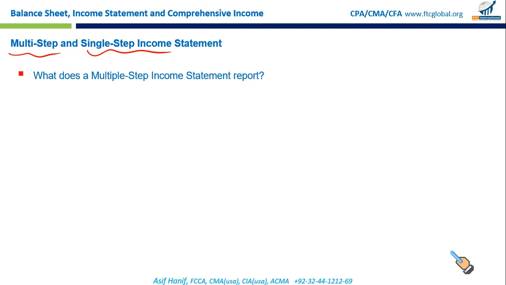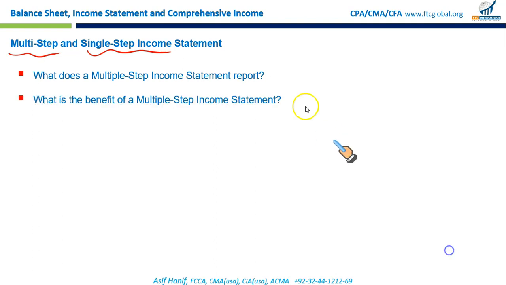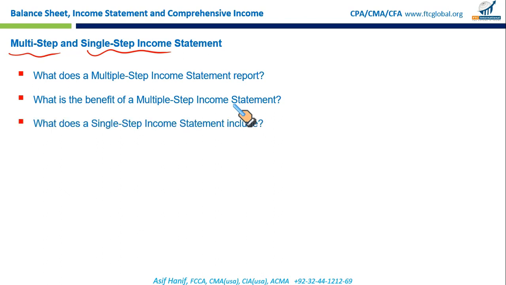So what does a multi-step income statement report? It reports your operating revenue, your operating expenses, and they are shown separately from non-operating expenses or non-operating items. Then what is the benefit of multi-step income statement? I just told you it provides detailed data useful for calculating various levels of profitability, for calculating various analytical ratios. We will discuss this ratio analysis as well in the coming classes.